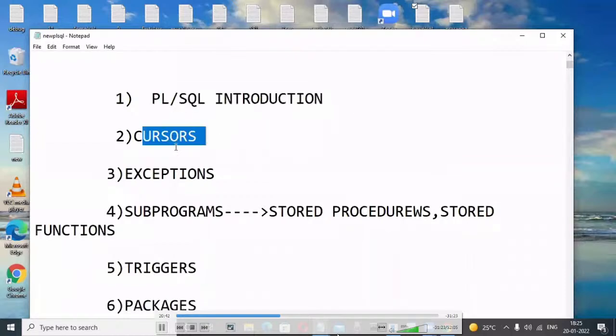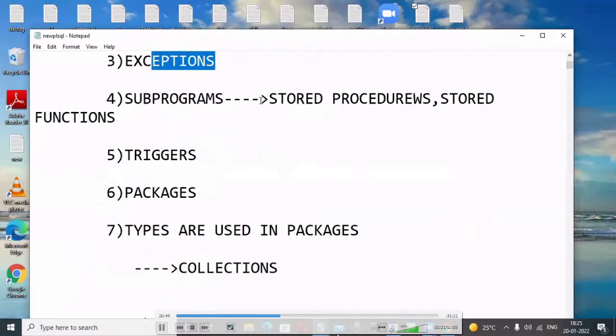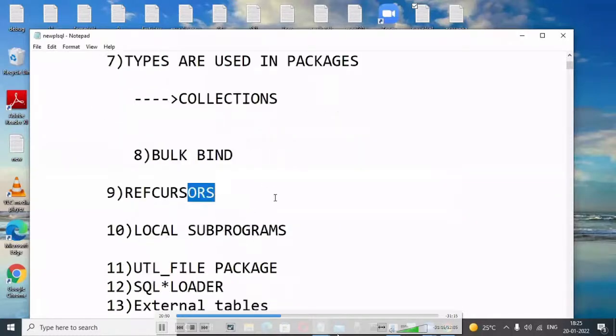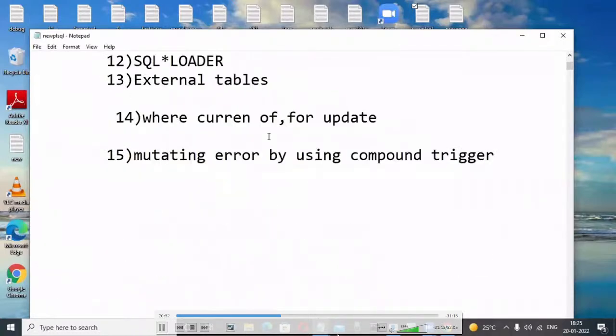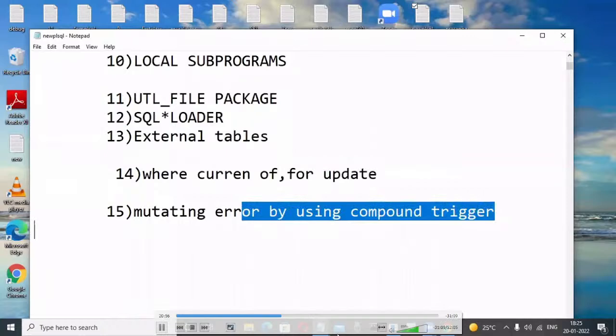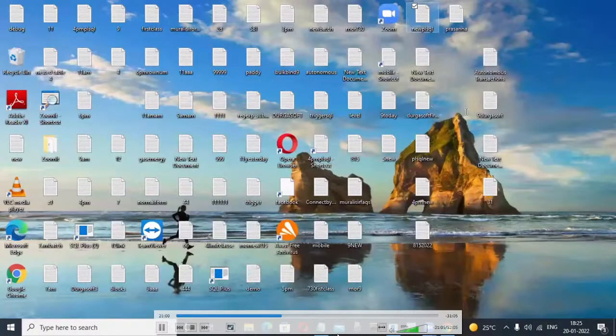In PLSQL there are cursors, exceptions, stored procedures, stored functions, triggers, packages, types, collections, bulk bind, ref cursors, local subprograms, UTL_FILE package, SQL*Loader, external tables, so many things like this. So much syllabus is there. That's why some concepts are there.